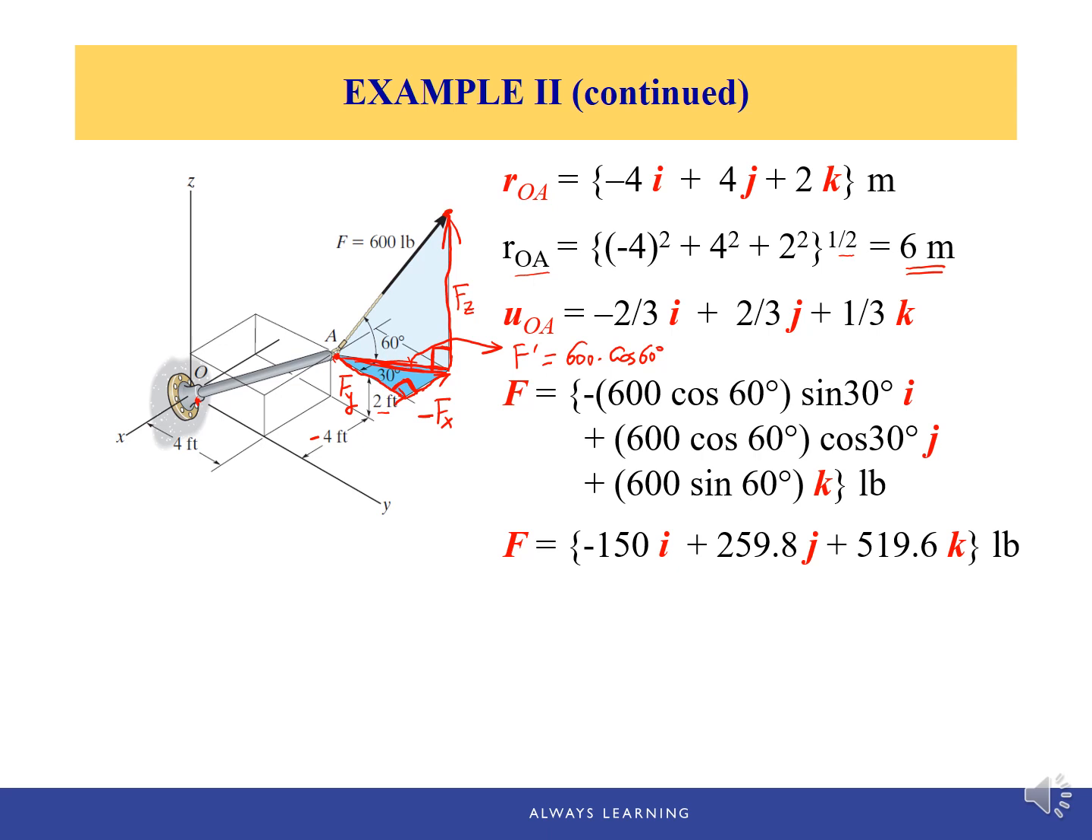The x component, again, as we said, is a negative component: F prime times sine 30. The y component is positive: F prime times cosine 30. The z component will just be 600 times sine 60 in that lighter blue vertical triangle, and it's positive. So this is our force vector written in component format or vector format.